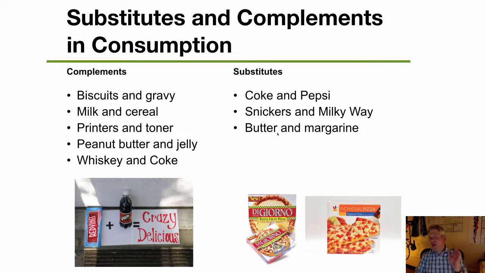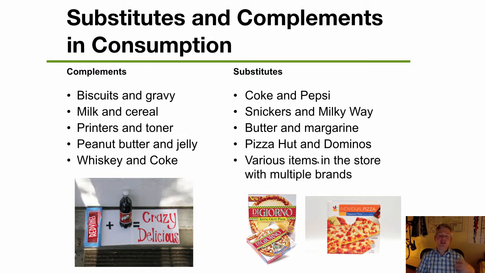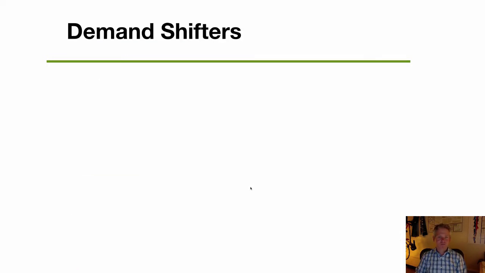Now, some of you are thinking, wait a minute, some of these aren't substitutes for me. But again, we're just saying in general for the whole market for candy bars, people might consider these substitutes, all right? Pizza Hut and Domino's. Various items in the store with multiple brands like frozen pizzas. So if the price of DiGiorno goes up, maybe you start buying more of this little cardboard pizza here. For others of you, those may not be substitutes, and so you wouldn't respond as quickly. We're going to talk about how quickly you respond to changes in price later on. We have a term for that, but for now, we're just trying to get the basics all laid out, okay?